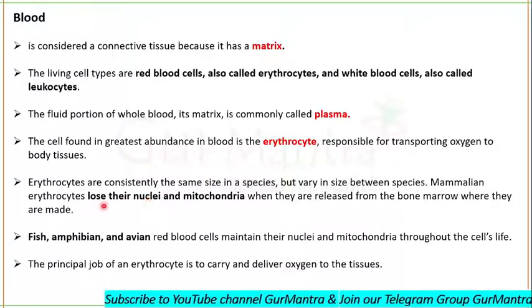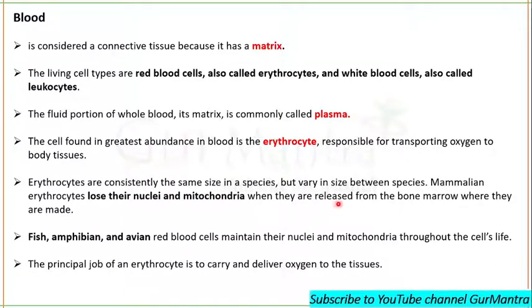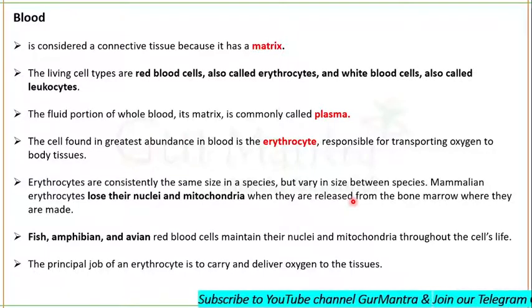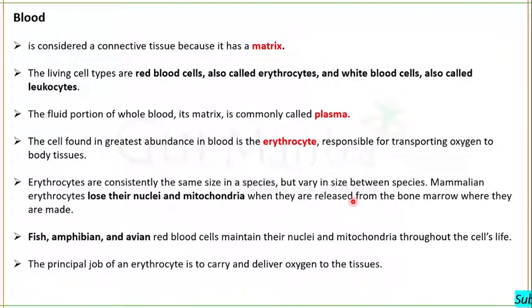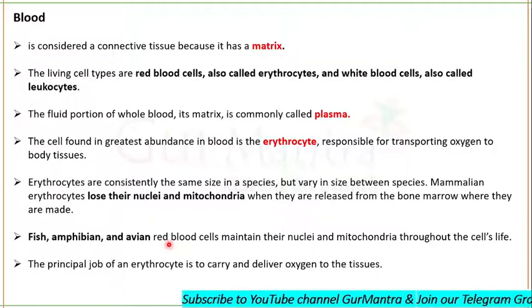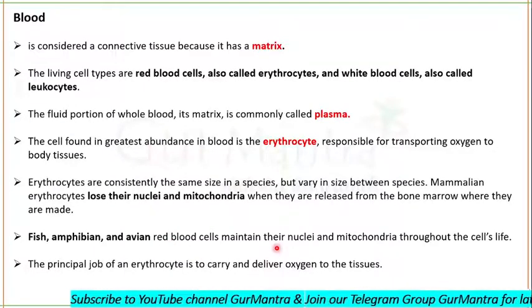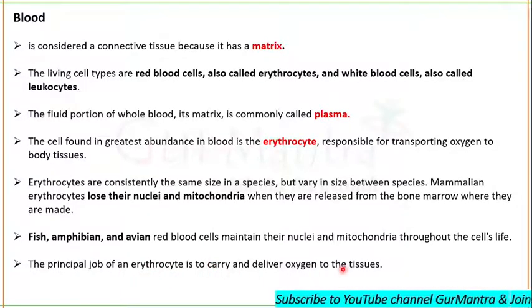Mammals lose erythrocyte nuclei and mitochondria when these erythrocytes are released from the bone marrow. And erythrocytes are formed where? In bone marrow. But when they are released from this bone marrow, they lose their nuclei and mitochondria. In fish, amphibian and avian red blood cells, you will see the nuclei even after they are released from the bone marrow.